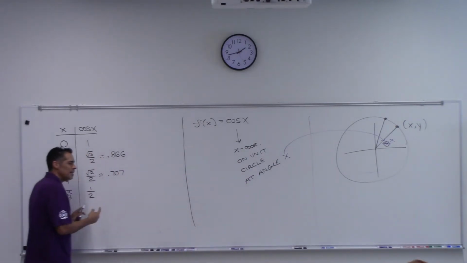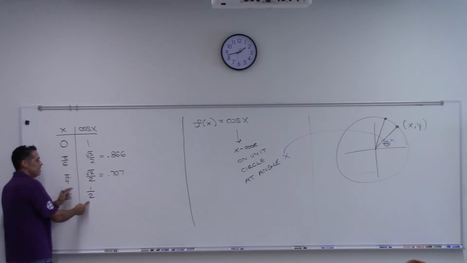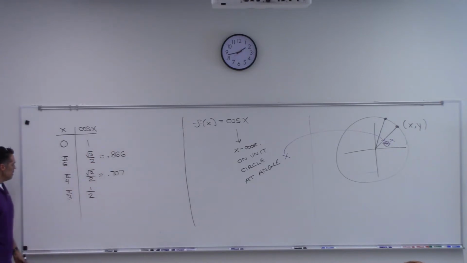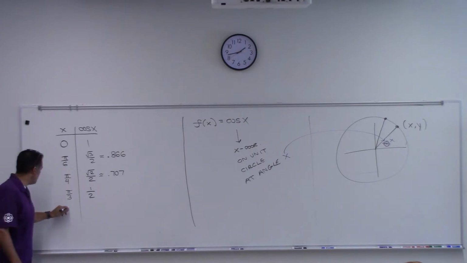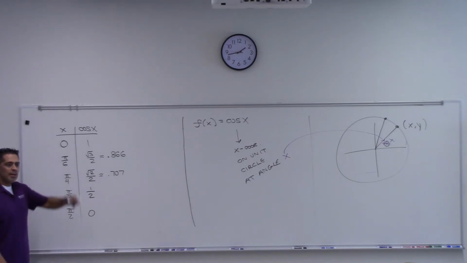Are y'all seeing what I mean here? This is the x being plugged in, which is an angle, and this answer is not this x, it's the x coordinate off the circle. So they're distinct things. And then finally, pi over 2, let's go straight up. Cosine of pi over 2, 0. And then we keep going around, right?